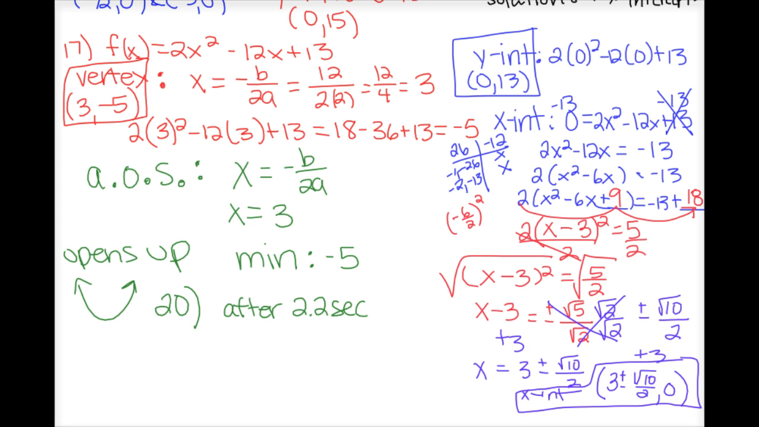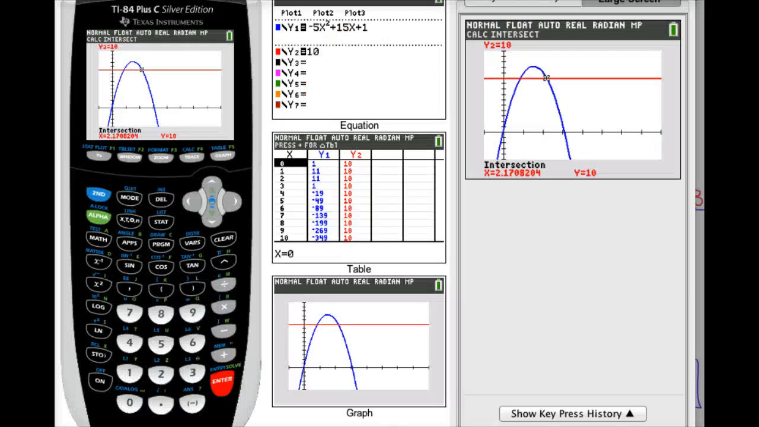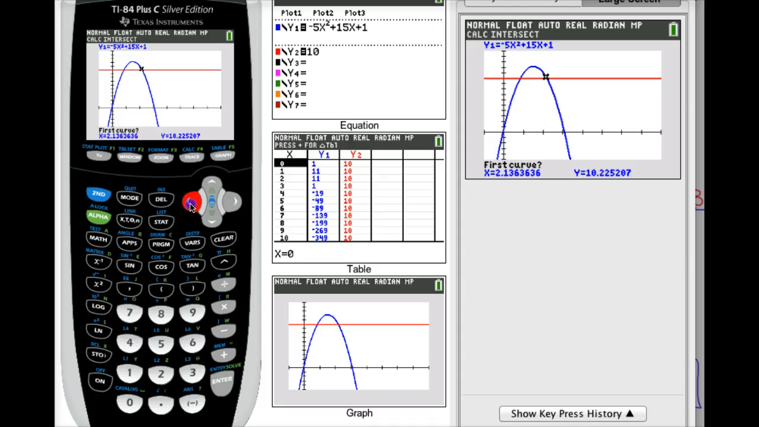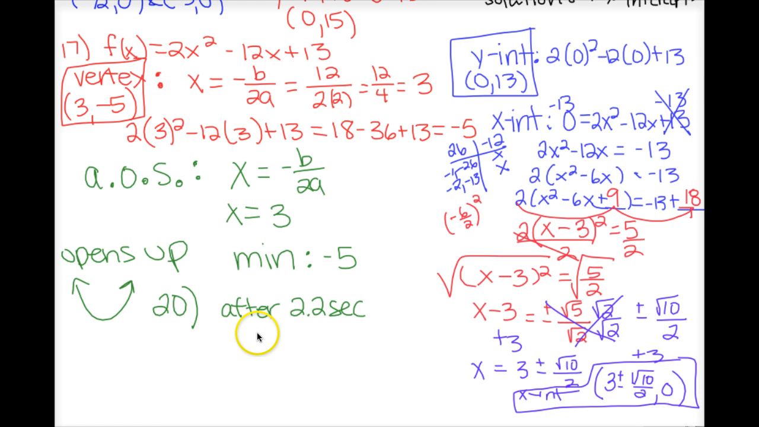Now, that's not my only solution, because if I look here, there's another intersection point as well. So I do second trace, intersect again. Remember, you've got to move the cursor over. If you don't move it close, it's still going to find the other one. So first curve, yes, that's my first equation. Yes, this is my second equation. Yes, I want you to guess. And then it tells me that that intersection, rounding to the nearest tenth again, is at 0.8, because 0.82 does not round up. So after 2.2 seconds and after 0.8 seconds are the two answers for number 20.